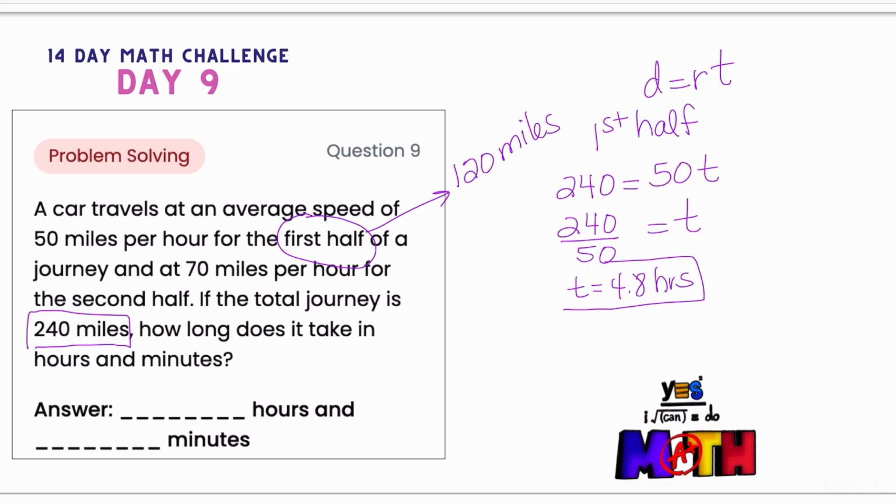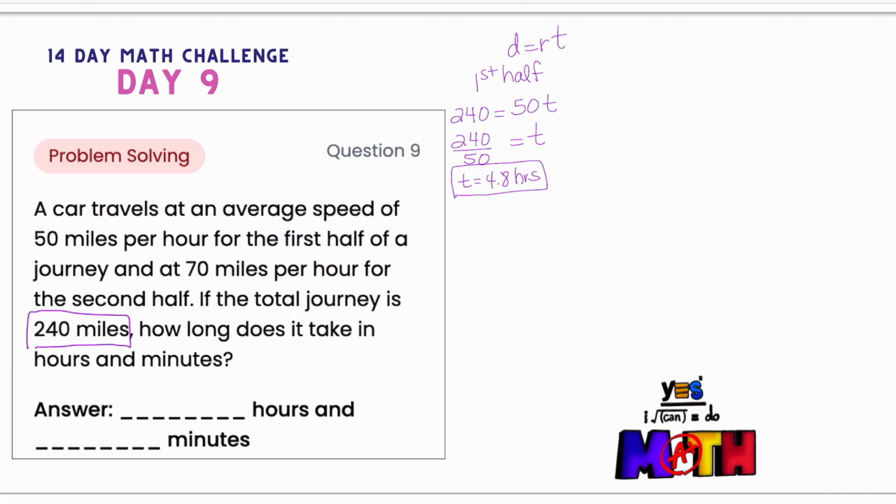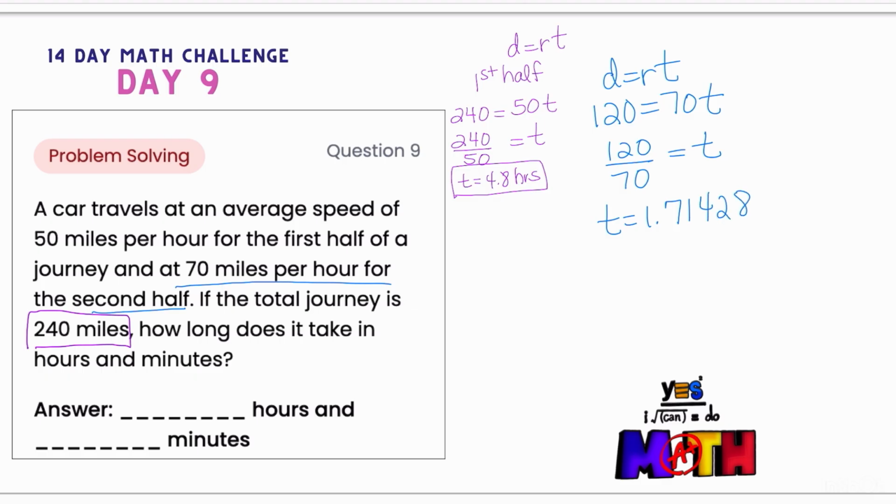Okay, we're going to do the same thing for the second half of the trip. If we go back to the problem, it says that we have been traveling 70 miles per hour for the second half of the trip, which is going to be, again, 120 miles. So I do the same thing. Again, I know the distance is equal to rate times time. 120 miles is equal to 70 times t. Go ahead and divide by 70. This is going to give us 1.714285... and it continues, hours.